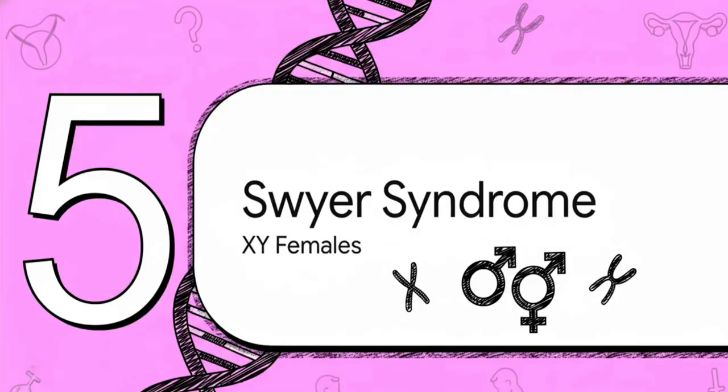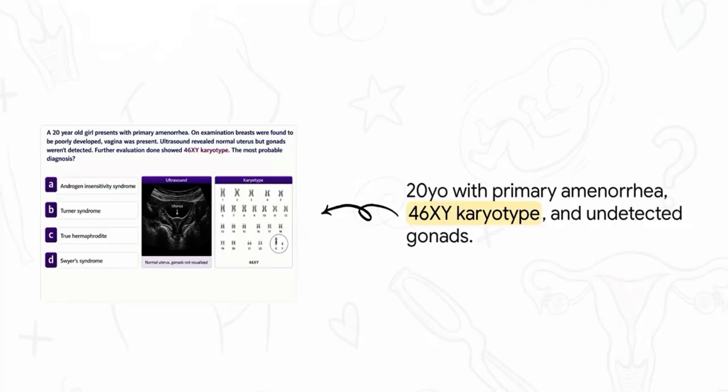You are doing great. We are on to our final clinical case in Section 5. We're going to explore a really fascinating presentation where an individual's genetic sex and their outward phenotypic appearance diverge completely. Analyze this final MCQ with me. A 20-year-old girl presents with primary amenorrhea. On examination, breasts are poorly developed, but a vagina is present. Ultrasound reveals a normal uterus, but the gonads are completely undetected. Further evaluation shows a surprising 46XY karyotype. What is the most probable diagnosis here? A, androgen insensitivity syndrome, B, Turner syndrome, C, true hermaphrodite, or D, Swyer syndrome?